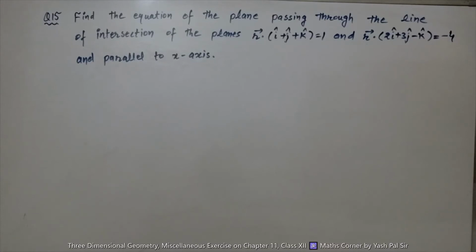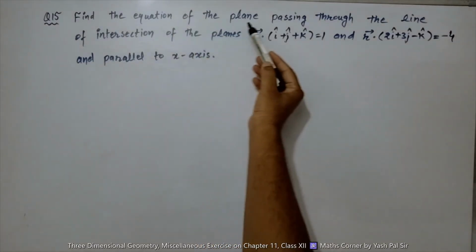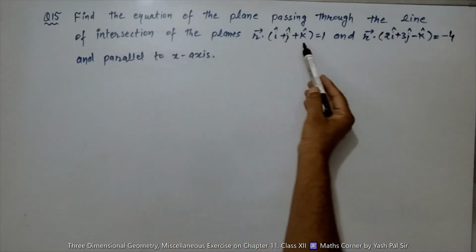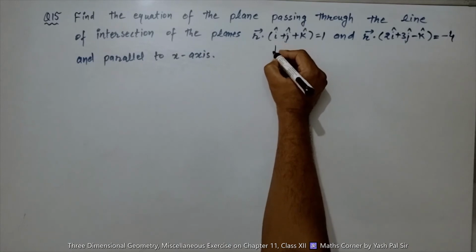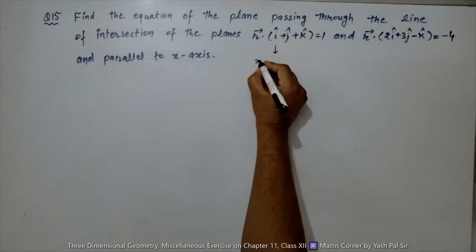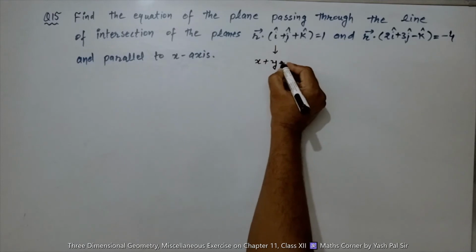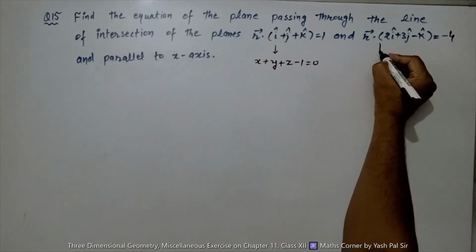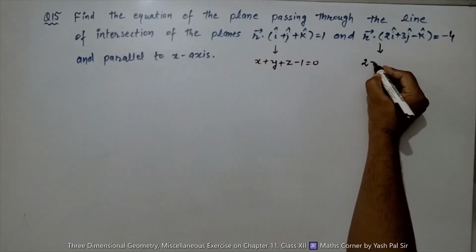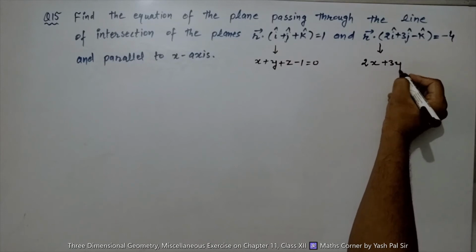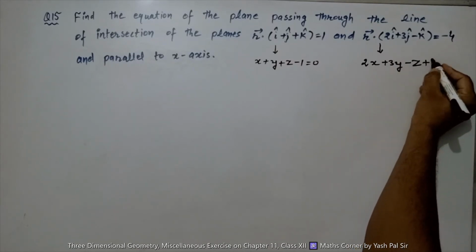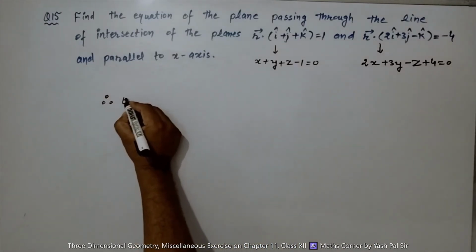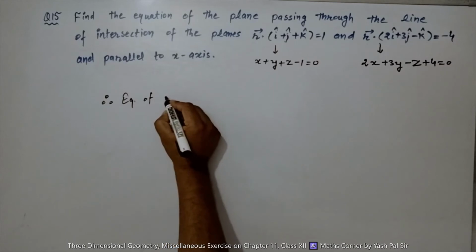Question number 15, we have to find the equation of the plane passing through the line of intersection of the planes, first plane and second plane. In Cartesian form, we can convert this plane as x plus y plus z minus 1 is equal to 0, and the second plane in Cartesian form is 2x plus 3y minus z plus 4 equal to 0.